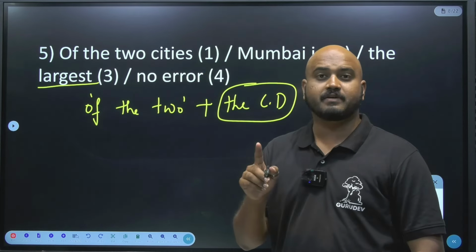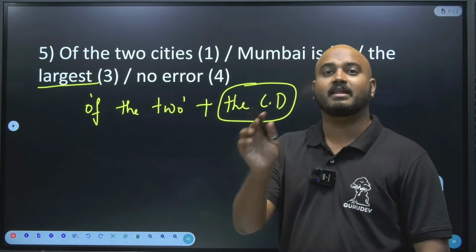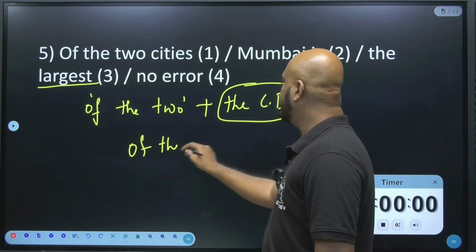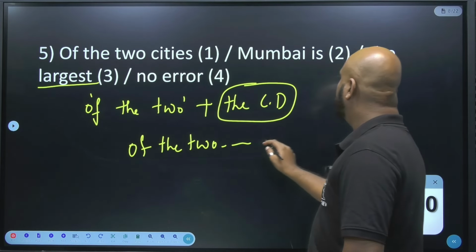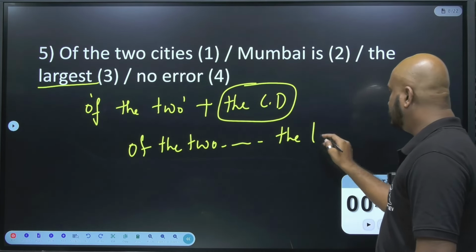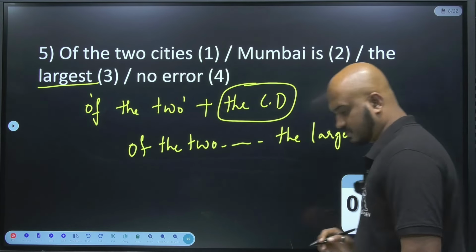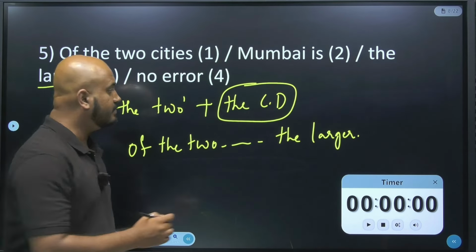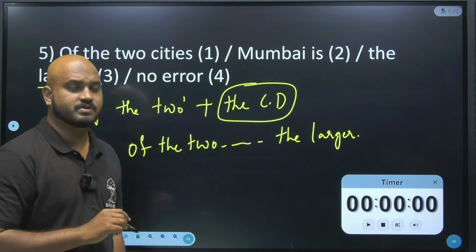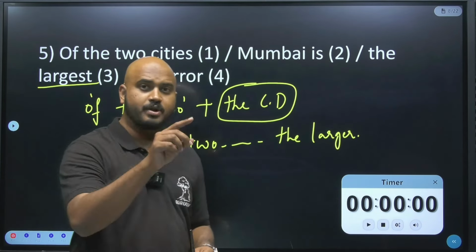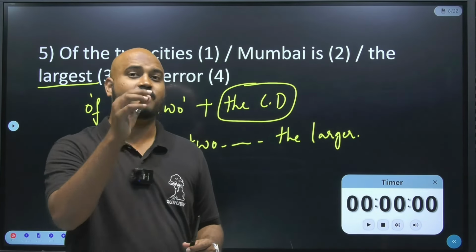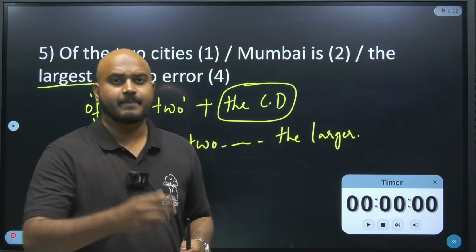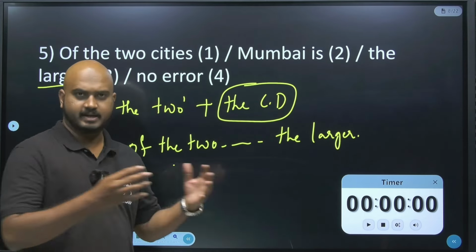So what is the comparative degree of largest? Obviously you would say larger. So that's why the right answer is, of the two cities, Mumbai is the larger. I believe now you guys are absolutely clear. Now, I repeat again, why did we choose the here? There is one specific reason also, because out of two, you're talking about one obvious choice. And whenever you talk about anything very specific, we use the article the over there. Whenever I'm dealing with the chapter of articles, I'll deal with that in detail.